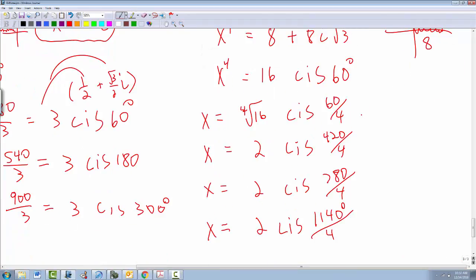Come on, there we go. Okay, we got all 4 answers written. This 4th root of 16 is 2s. That's why I write this. And then you can do the rest.